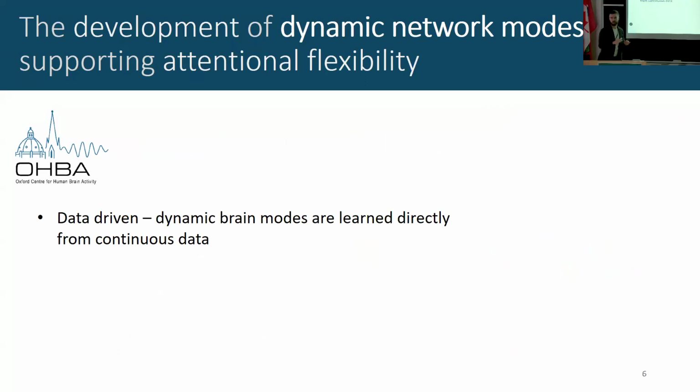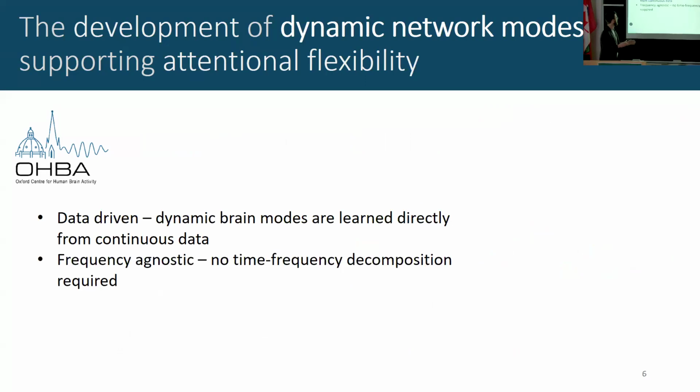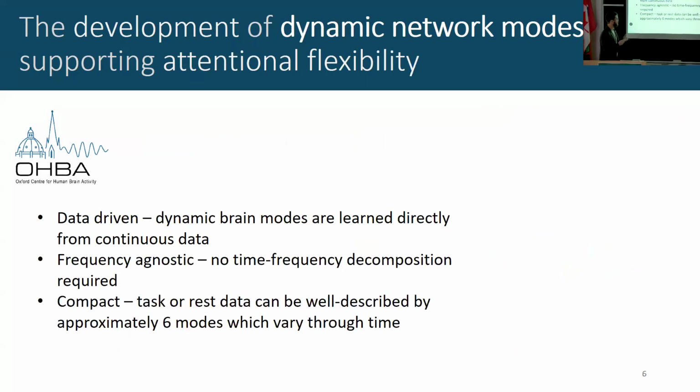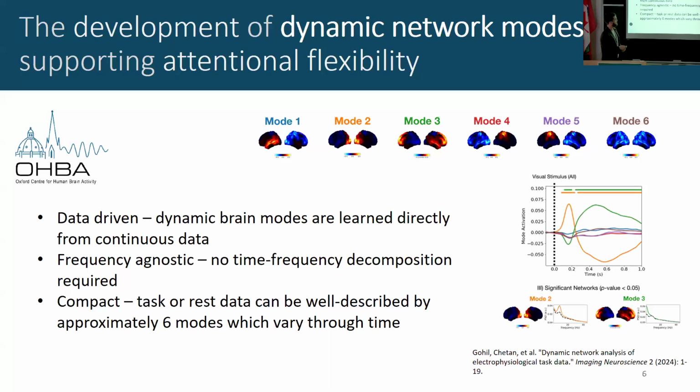The benefits of this are manifold. Firstly, it's data-driven, so we learn directly from the data. We don't do anything biologically informed, and we don't have to epoch or do any time frequency decomposition. It's also compact. Here are a few figures from the Oxford group that created this model. They've shown several times that you can have as few as 6 modes, and that can explain both resting and task-based data.